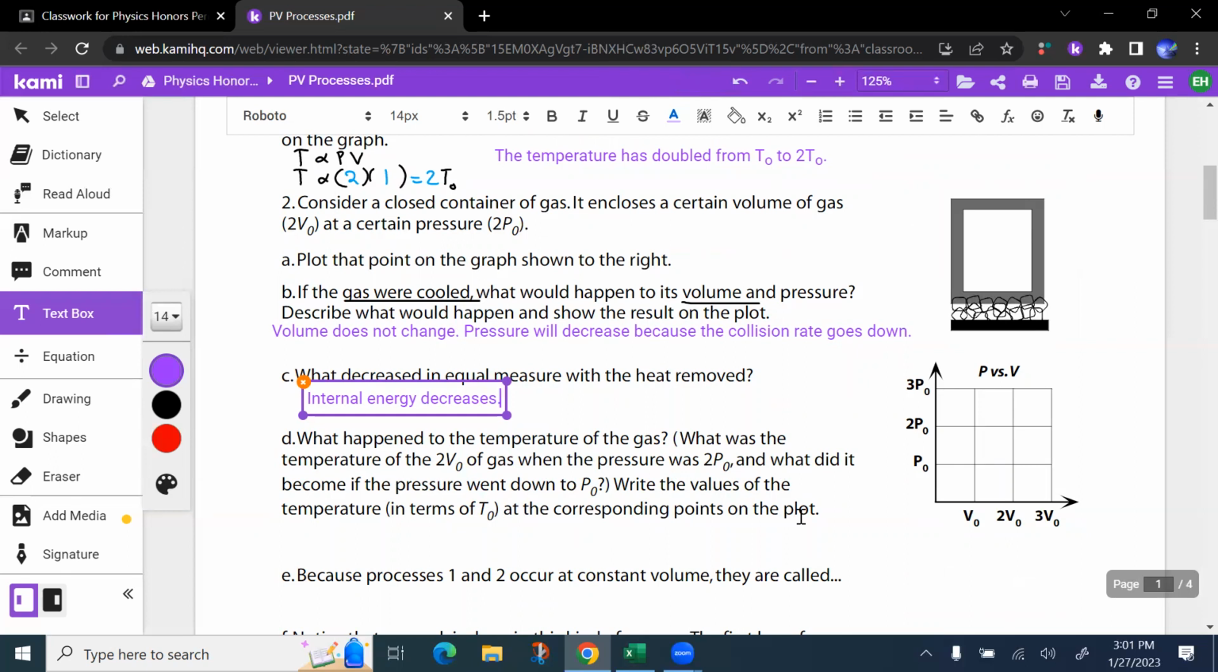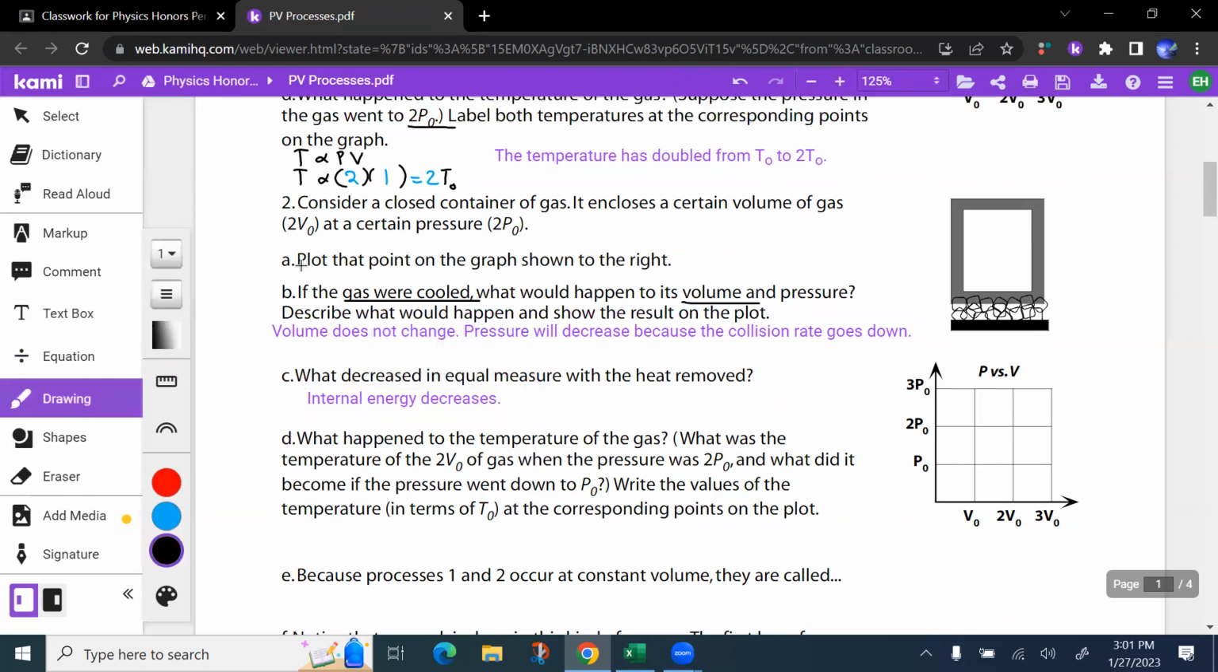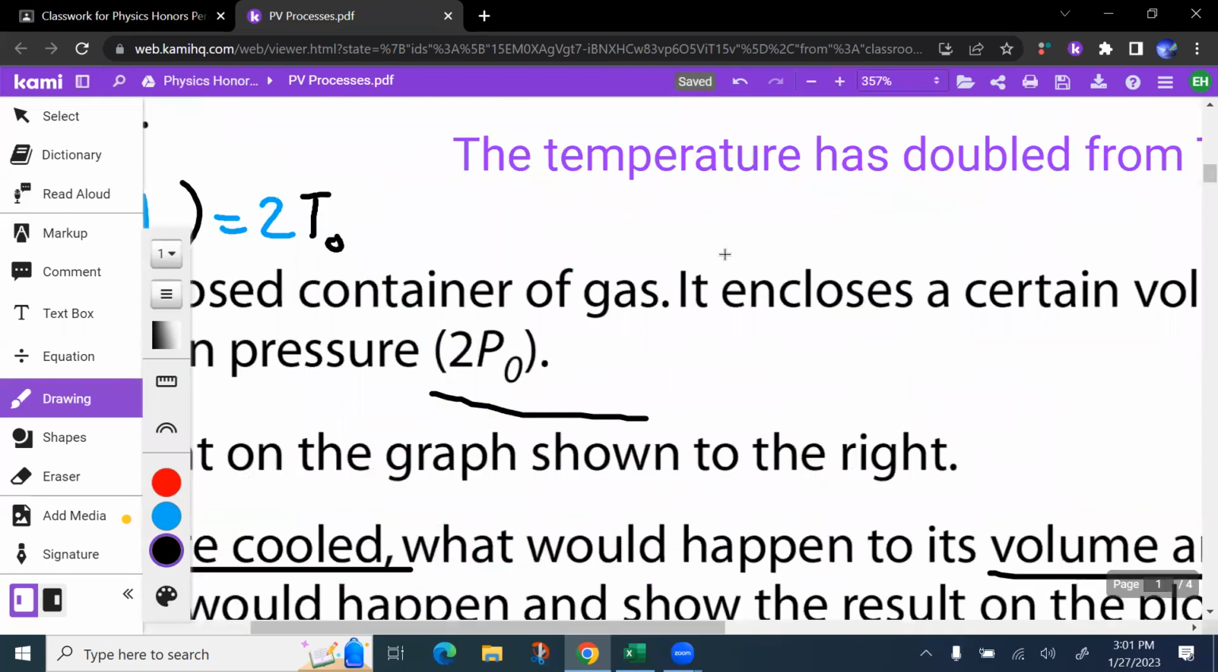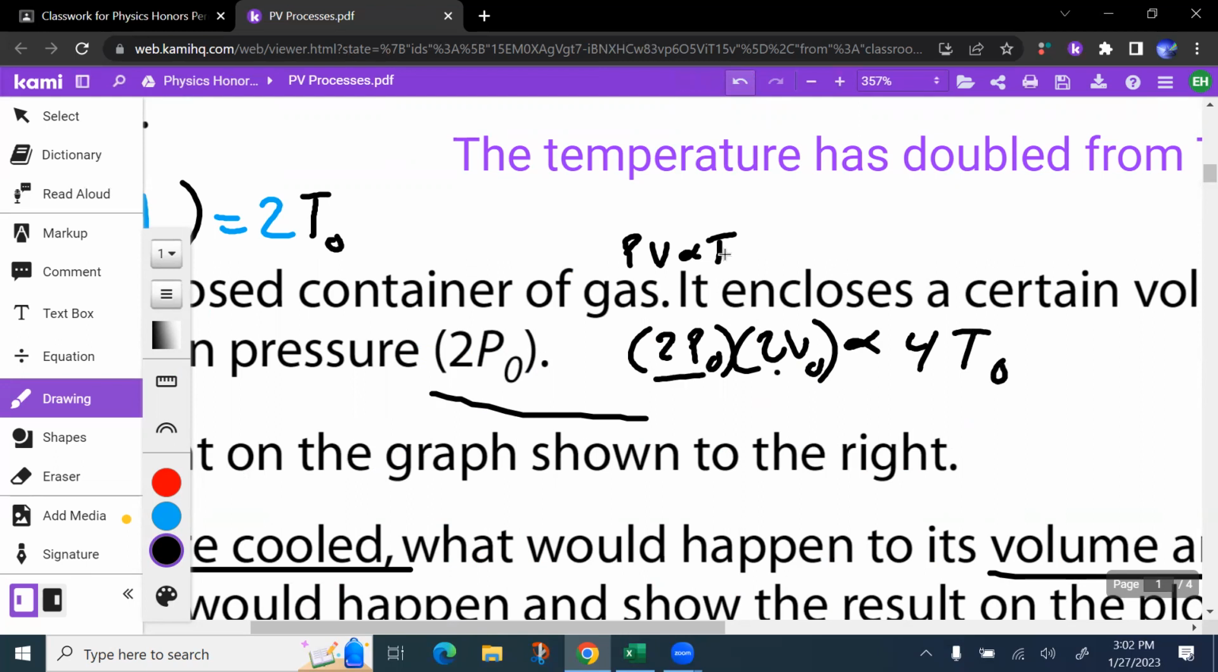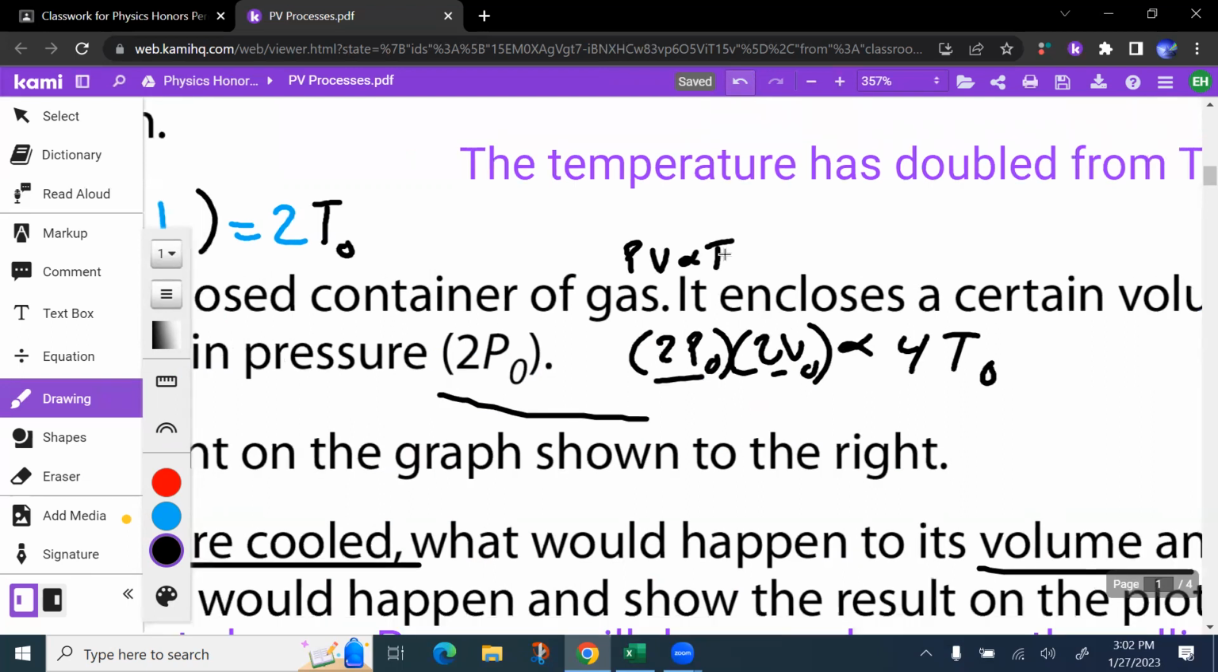Well, basically, what ends up happening? We're starting at these conditions, a volume of gas of 2 V naught and a pressure of 2 P naught. Now, if we use proportional reasoning, if pressure times volume is proportional to temperature, that means 2 P naught times 2 V naught corresponds to 4 T naught, right? 2 times 2, or 4 times what would have been the original temperature from the previous example.